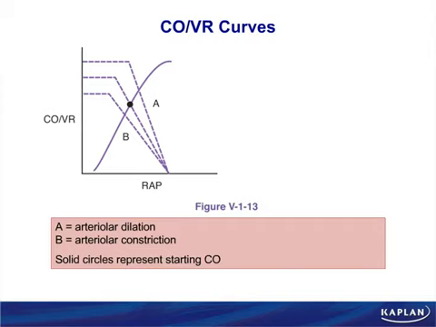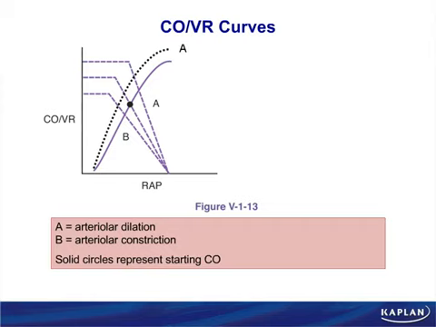Here are three different curves. The black dot represents steady state cardiac output. That's where we start on that point. Again, as we described, venous return determines preload. Now, A represents arteriolar dilation. Notice, we moved up the Frank-Starling curve.